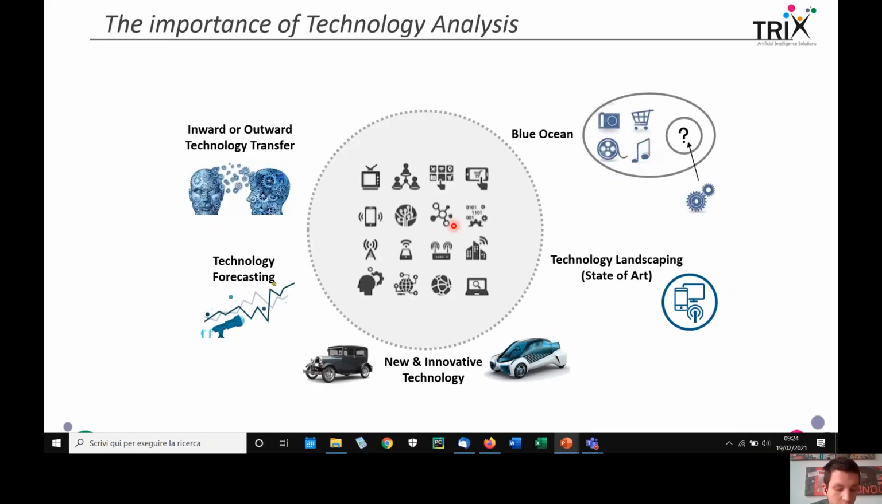For example, we can do searches like inward or outward technology transfer, technology forecasting, finding a new and innovative technology, finding the technology landscaping, finding the blue ocean. Blue ocean is the first technology in an industry, when no other technologies are the same in that industry or in that sector.